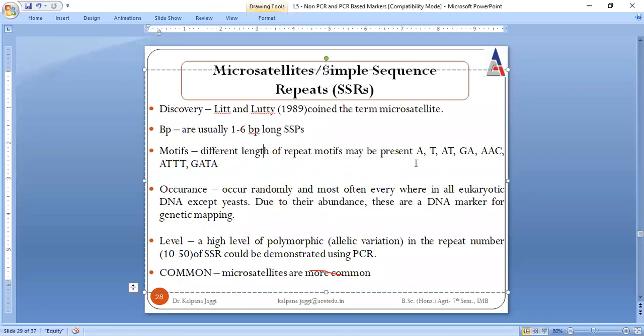Here motifs of different lengths may be present, like only a single base. These are 1 to 6 base pairs long. So variation is there, like one base is present, or either 2 are present, or 3, 4. So motifs of different lengths may be present. They are also randomly present throughout the genome. And though randomly present, they are present in great abundance. So these are used as a DNA marker for mapping.